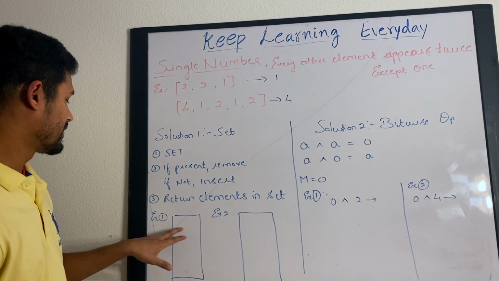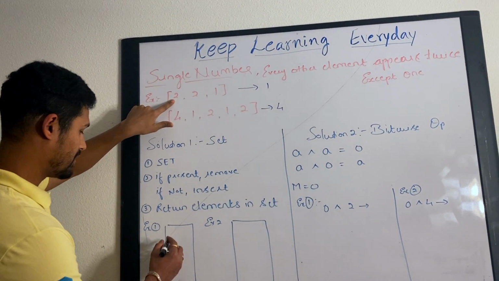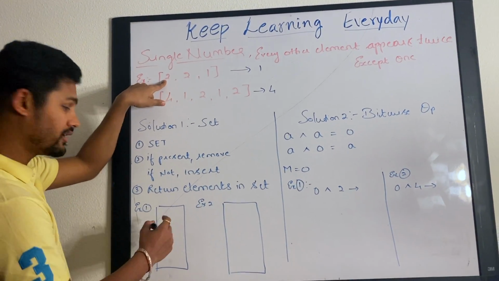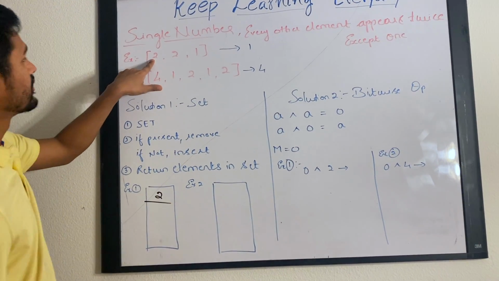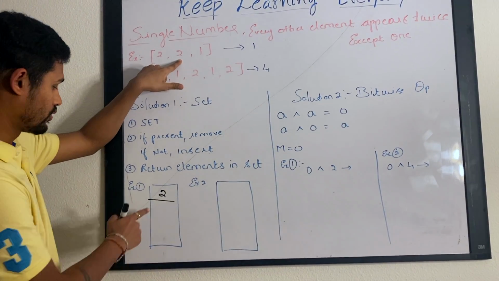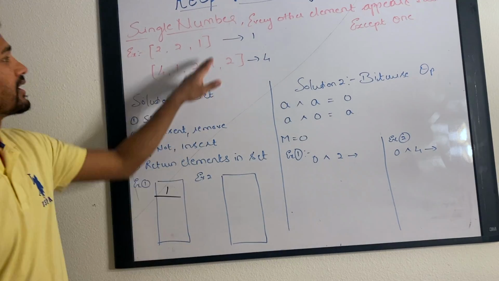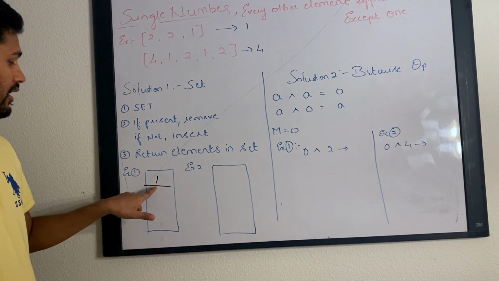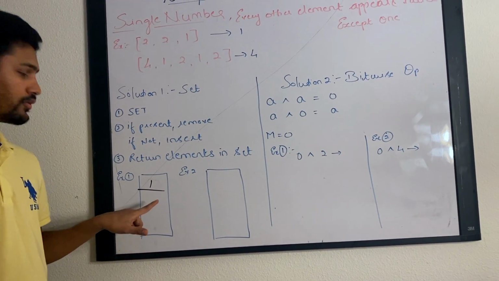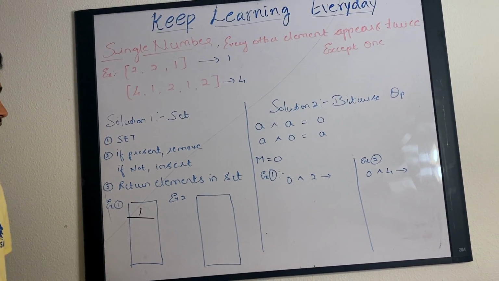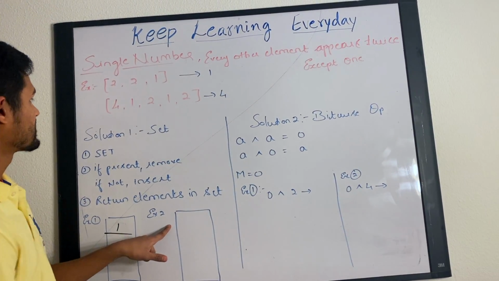So let's go with the example. So you have the first element, 2. As it is not present in the set, you insert it. Then the second element is 2 again. So it's already present, you remove it. And when you encounter 1, you add it. And that's the end of the array. So as you can see, we are remaining with only one element in the set, which occurs only once, and that's 1.